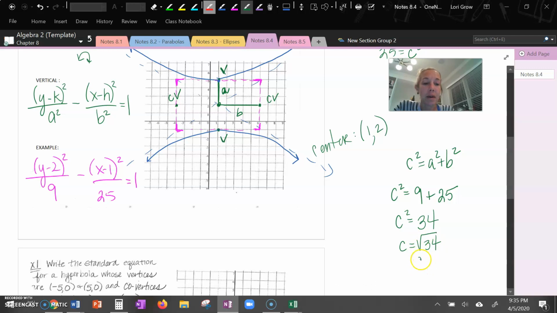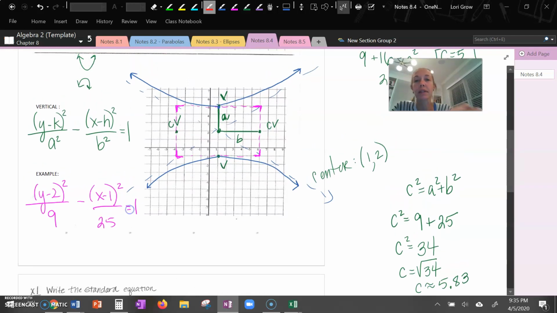Now, that's not a pretty number, so to help me graph it, it's approximately 5.83. So I'll go about 6 in each projection from the center. 1, 2, 3, 4, 5, 6. That's a focus. 1, 2, 3, 4, 5, 6. That's a focus.